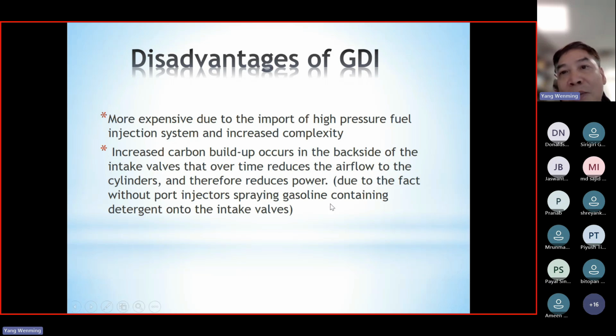As we know, diesel fuel usually contains detergent. This can help clean the intake valve. So if there is any carbon deposition on the intake valve, because the fuel contains detergents, it can help to remove or clean the intake valves. However, in GDI engines, because the fuel doesn't flow through the intake valve, it cannot help clean the carbon deposition. So with time, more and more carbon will deposit on the back surface of the intake valve, thereby reducing the airflow. Correct?